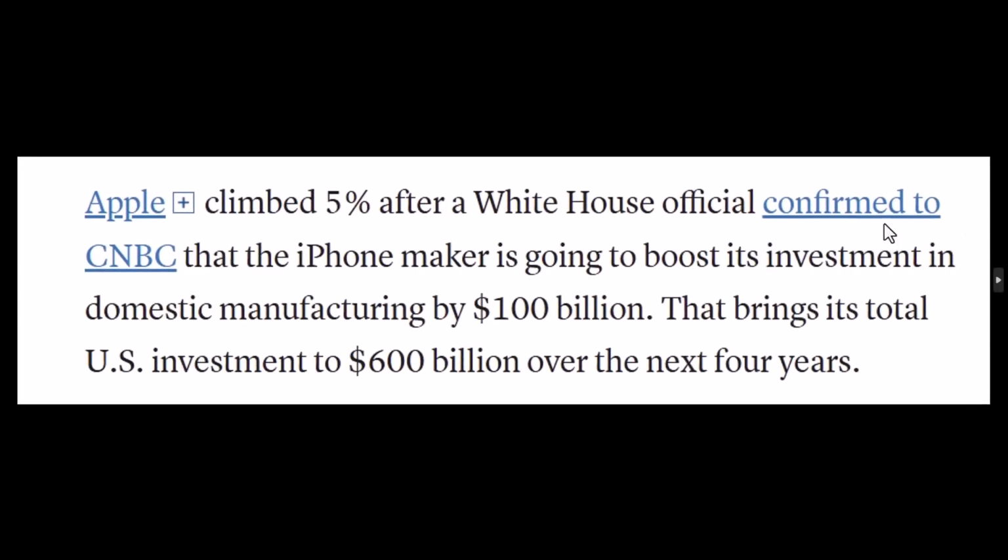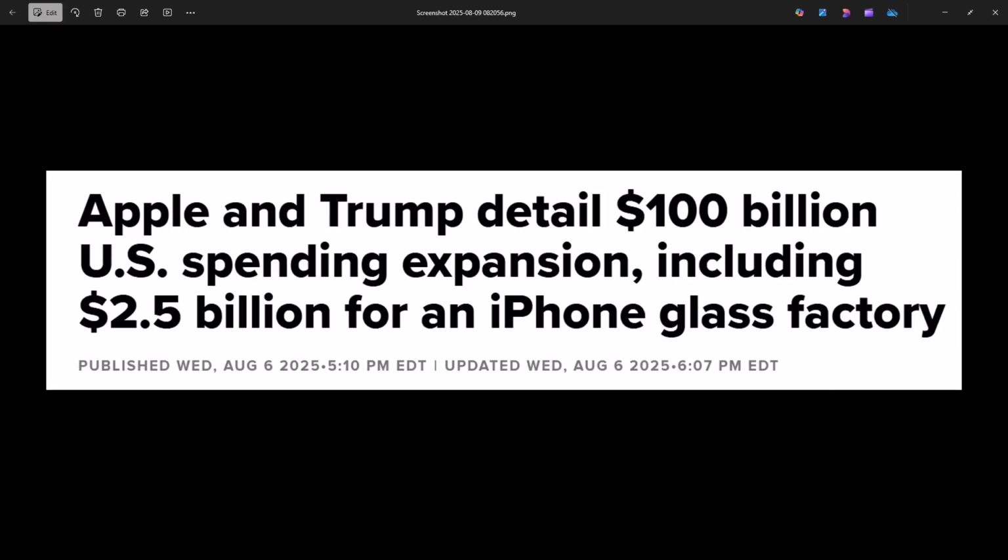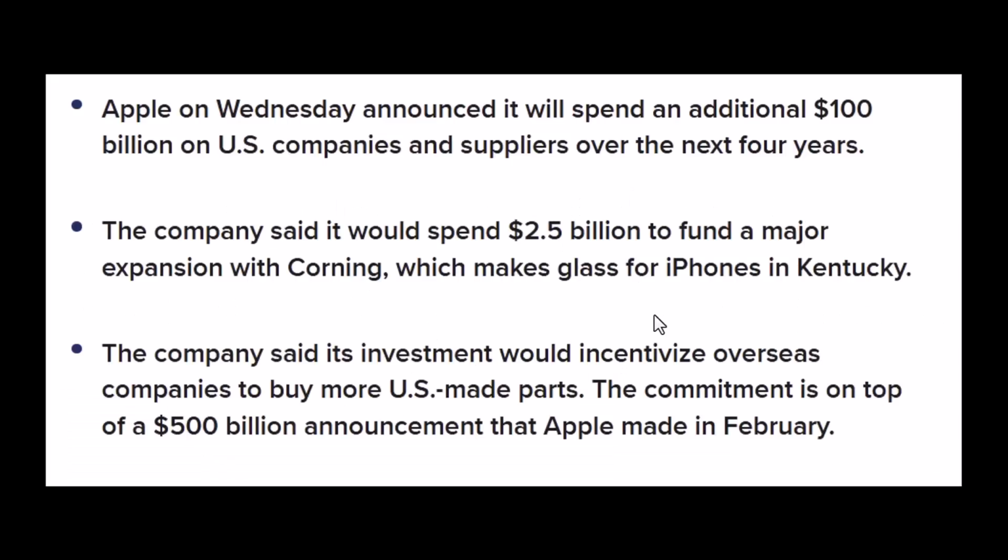Apple climbed 5%. White House officials confirmed iPhone maker boost investment domestically. $100 billion brings its total to $600 billion over the next 4 years. Apple Trump detailed $100 billion spend expansion iPhone glass factory. That is Corning GLW. The company said its investment would incentivize overseas companies to buy more U.S.-made parts. The commitment is on top of a $500 billion announcement.